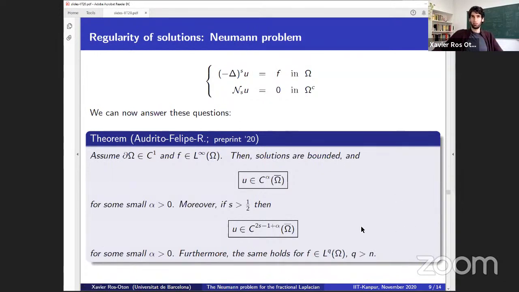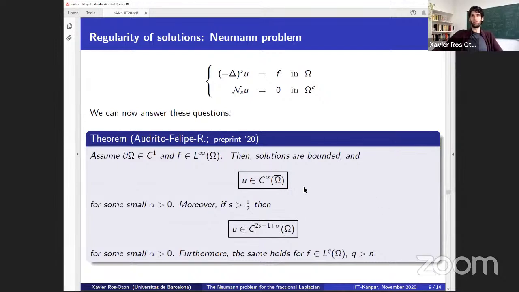So basically, this is our main result, and it says that solutions are C alpha, and moreover, when S is bigger than 1/2, solutions are better than that and are C^{2S minus 1 plus alpha}. It remains an open problem to decide what is the optimal regularity. I don't really have a guess. My guess is that they are better than that, but it's not clear, for example, are they C^{2S}? It's not clear, even if F is C infinity, because we don't have explicit solutions, how regular solutions should be. So this is an open problem.